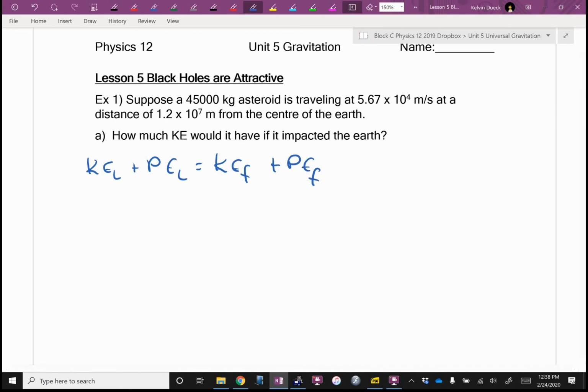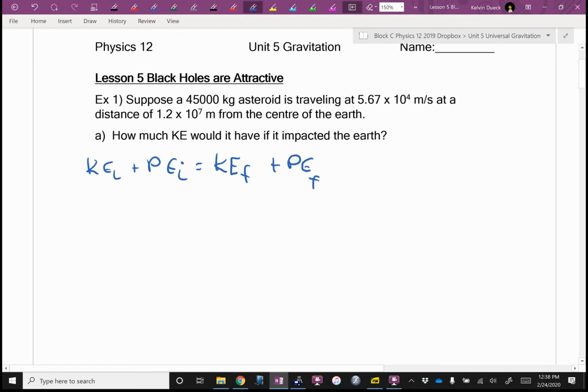KE initial plus PE initial equals KE final plus PE final. I really have trouble as a lefty making a capital E. That's an awkward motion. They just get worse over the years.